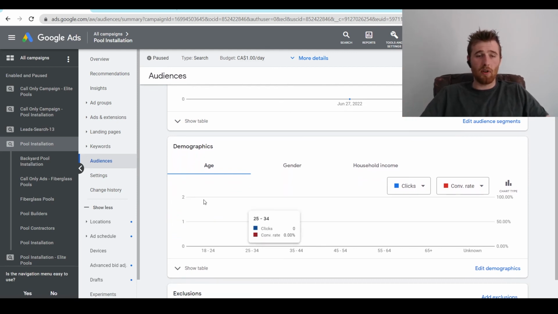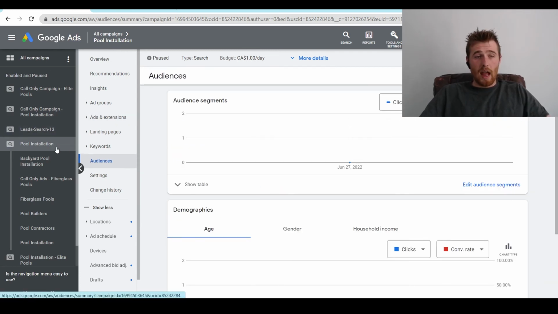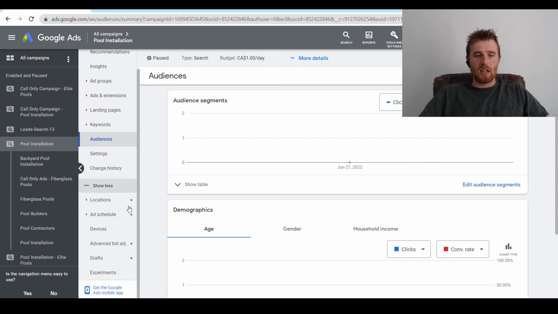So I would leave all the audiences and the extensions at the actual campaign level, and then everything else when it comes to backyard pools, ads, keywords, and landing pages, those are at the ad group level, and I think that's a really good way to leave it. Also, at the campaign level, you have locations, ad schedule, and devices. Also advanced bid adjustments as well. I really think that should be at the campaign level as well. It just leaves everything nice.